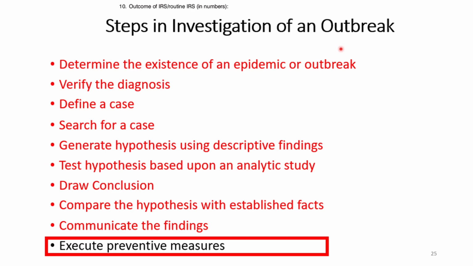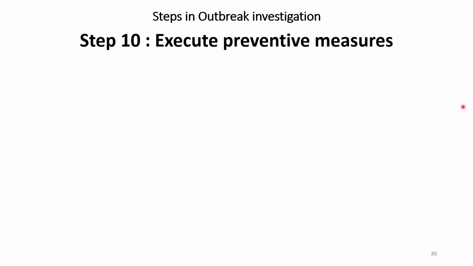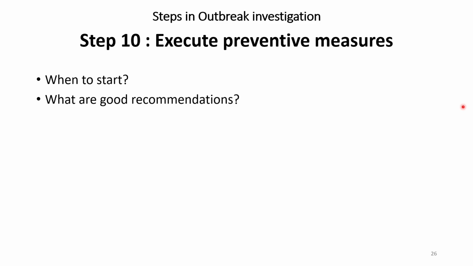So the last step is to execute preventive measures. We need to execute standard control measures even before the results of investigations are available. For example, we should start giving safe drinking water to all the villages in a waterborne disease outbreak. While executing preventive measures, we need to follow good recommendations. Okay. So what are good recommendations? Good recommendations are those that are evidence-based, feasible, cost-effective, acceptable, and specific.